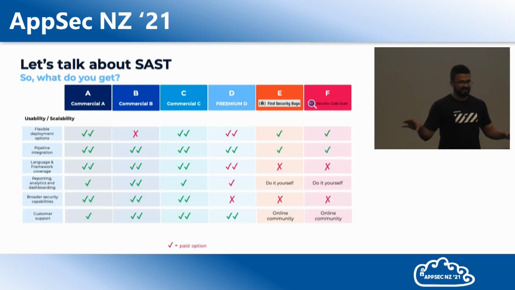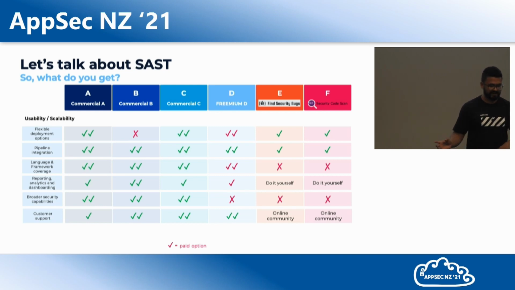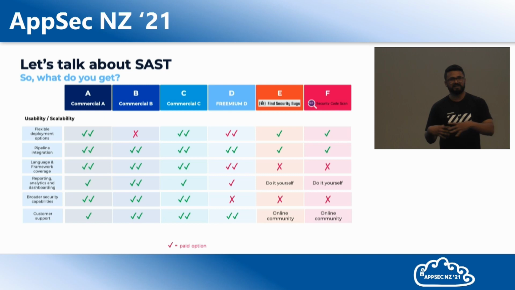Now, this is where things start differentiating, so I've just grouped them all together. Language framework, reporting analytics. If you want this stuff, you basically have to pay for it. And if it's being sponsored by your risk and compliance team, they'll probably want you to have it because they want to see all of the data coming through.